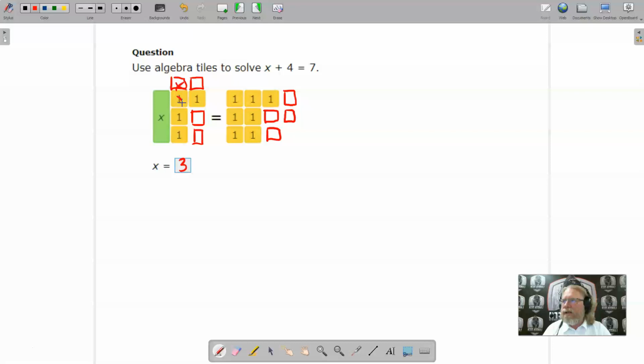Now these cancel, those cancel, those cancel, and those cancel. And cancel that, cancel that, cancel that, and cancel that. What would you have left? You'd have 3.